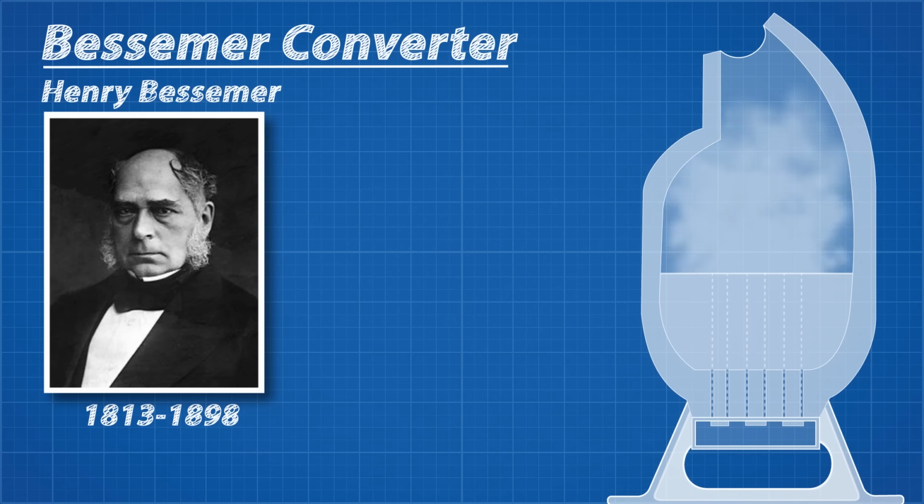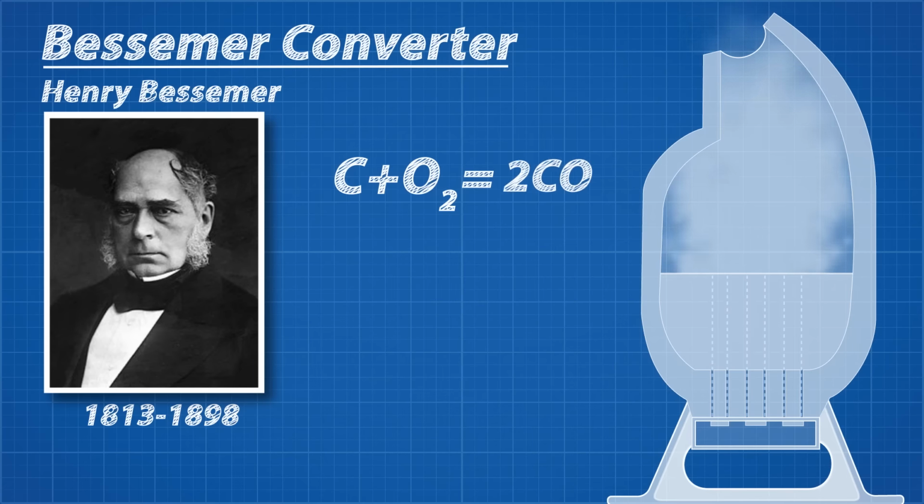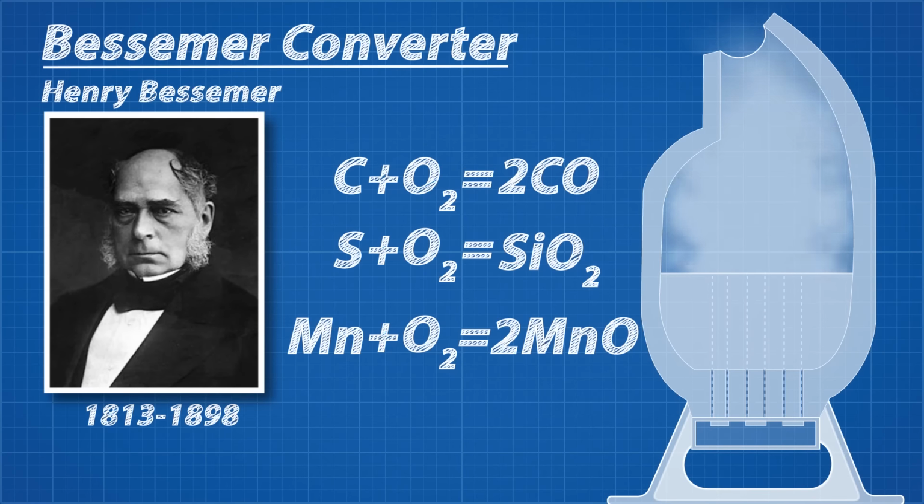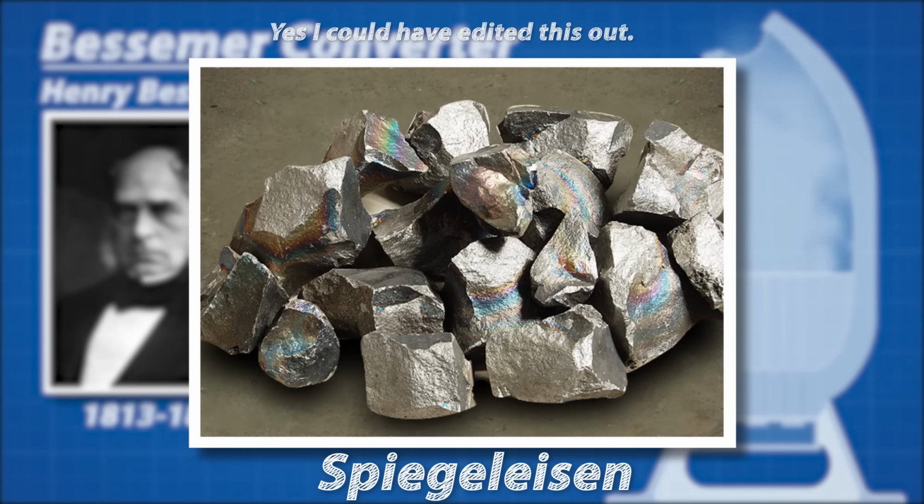The oxygen in the air oxidizes the impurities in the iron. The carbon reacts to form carbon monoxide, which is expelled as a gas, while the silicon and manganese oxidize to form a layer of slag. This process was very fast. In fact, early on it was a victim of its own efficiency, as it removed too much carbon and left too much oxygen in the iron. To combat this, another alloy that I am definitely about to pronounce wrong, containing iron, carbon, and manganese, called spiegeleisen, was added.